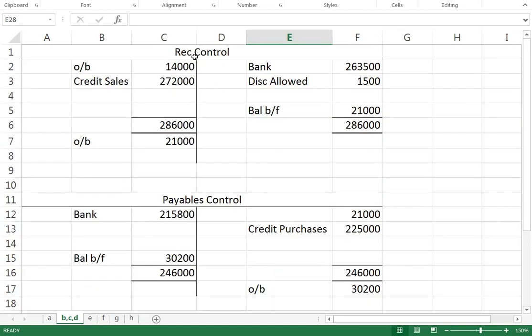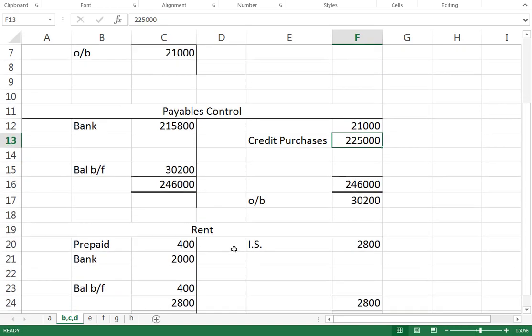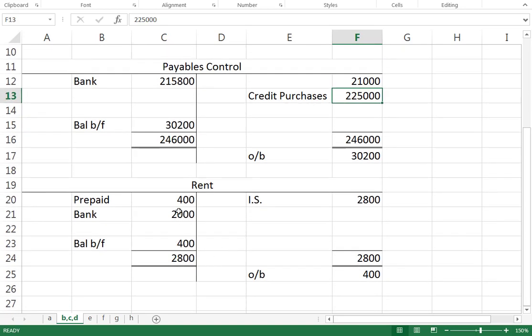Okay, so we've got our receivable control 14, 272, 286, and 21. 263, 500, 15, and 21, giving us the same balance. So that's perfect. Then we've got our payables 215, 800, and 30, 200. 21, and our credit purchase of 225. That's perfect. Okay, and then we've got our rent 400, 400, 2000, giving us 28 to go to the income statement. Alright, so we're happy with those numbers.